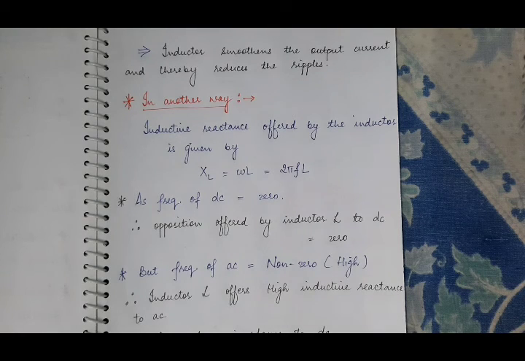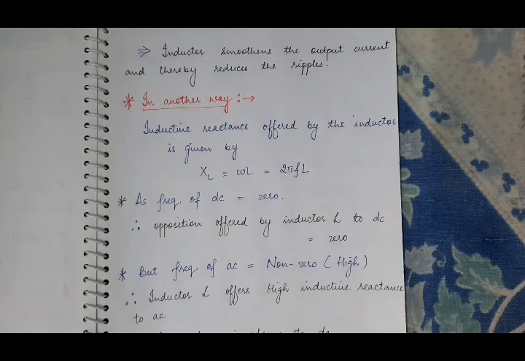If the value of frequency f is 0 for DC, then what will be XL, that is, the inductive reactance offered by the inductor to DC? It will be 0. XL will be 0 for DC. And what is this XL or inductive reactance? It is the opposition offered by the inductor to the current. So the opposition offered by the inductor to the DC current is 0 because its frequency is 0.